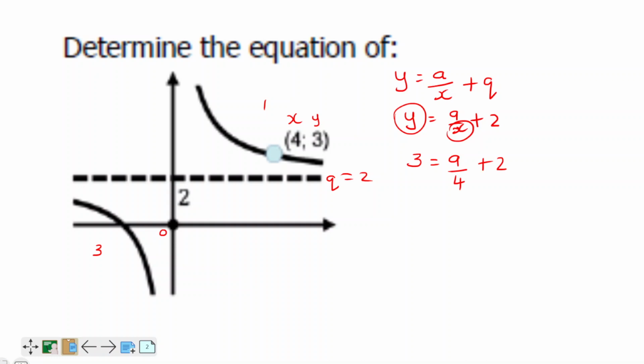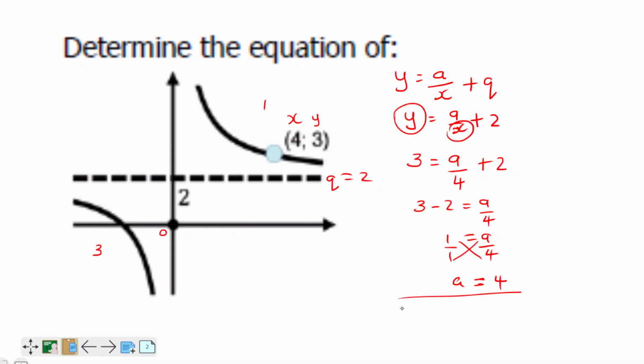So how to find a? Let's take the 2 that is on the right to the left. So I'm going to have 3 minus 2 equals a over 4. Then what is 3 minus 2? That's 1, equals a over 4. Then I have to cross multiply because this 1 is over 1. Cross multiply. So we take this denominator, we say 4 times 1, that's 4. A times 1, that's a. So that means that a is equal to 4.